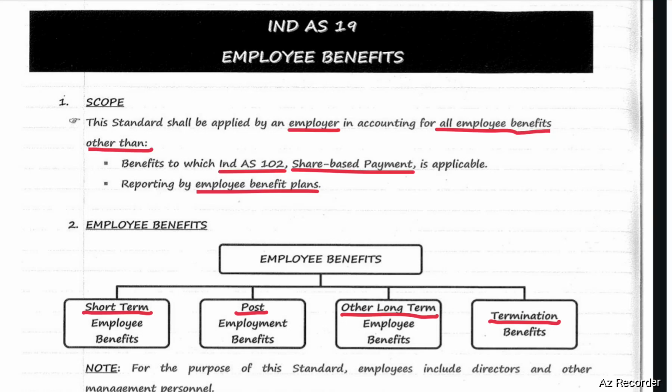Ind AS 19 Employee Benefits. This standard shall be applied by an employer in accounting for all employee benefits other than share-based payment benefits. In case of share-based payment benefits, Ind AS 102 is applicable, and reporting by employee benefit plans. For these two, Ind AS 19 is not applicable. For all other employee benefits, Ind AS 19 is applicable.